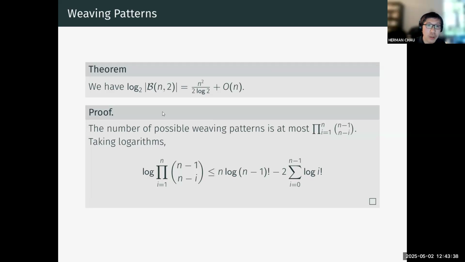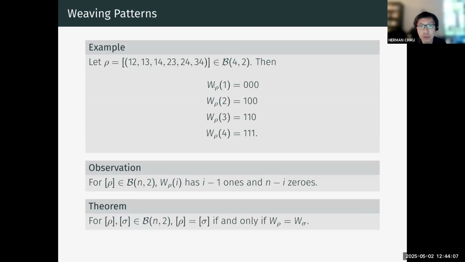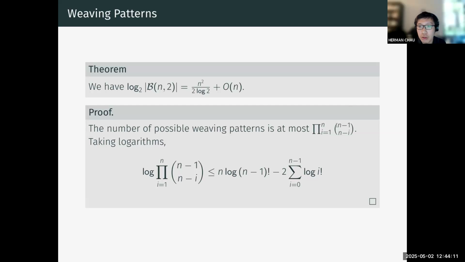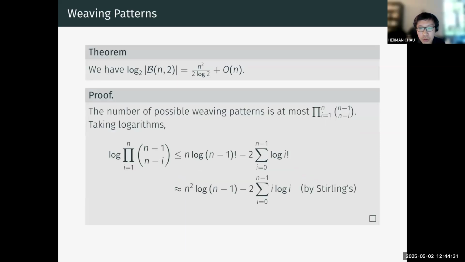So now the upshot of this is that we can bound the size of B_n^2 quite nicely. In fact, it's going to be n squared over 2 log 2 plus an error term of O of n. And the way we look at this is we're going to bound B_n^2 by the number of possible weaving patterns. For the value i, the number of ways you could arrange the ith row in our weaving pattern is going to be a binomial coefficient, n minus 1 choose n minus i. So therefore, the maximum possible size of B_n^2 is just a product of these binomial coefficients. And so we can take the logarithm of it, and that gives us a bound on the right-hand side here. We can apply Stirling's approximation to the log of the factorials.